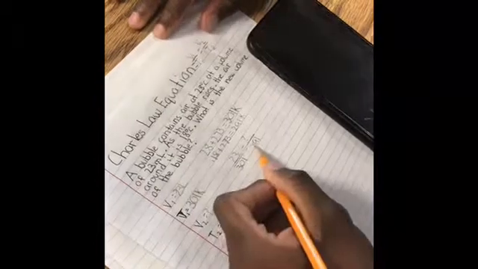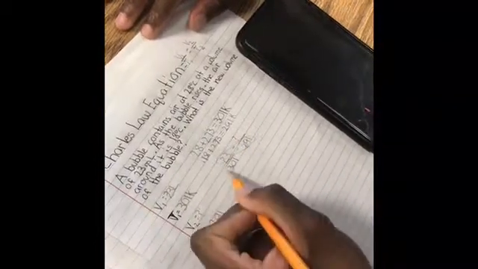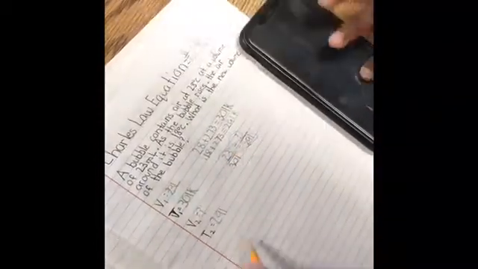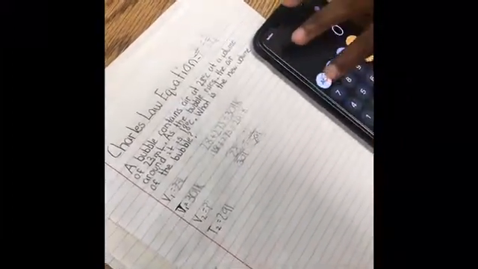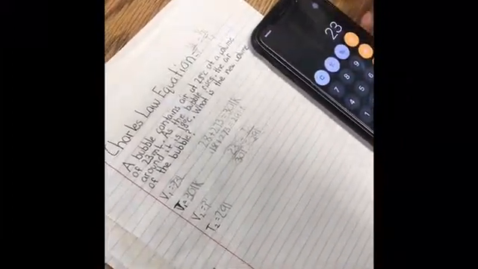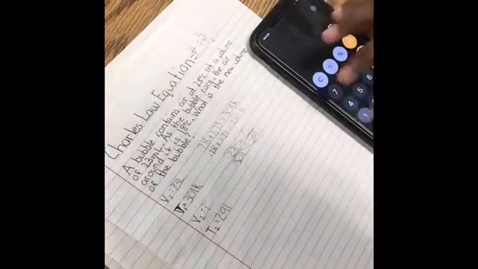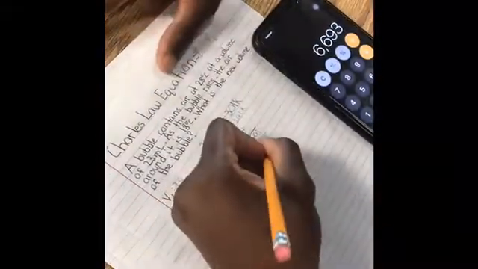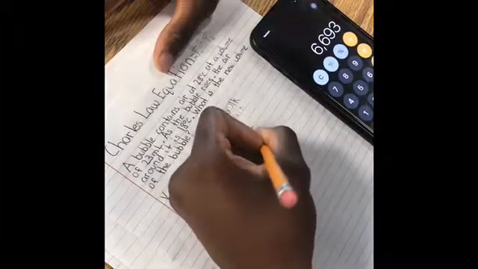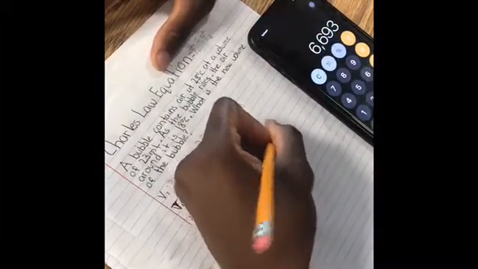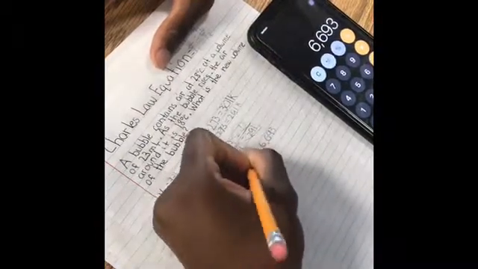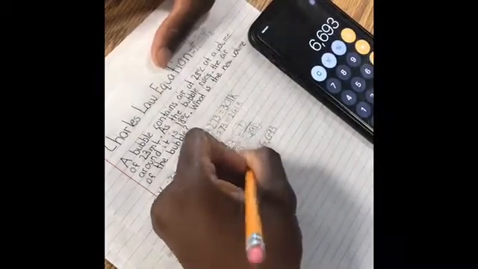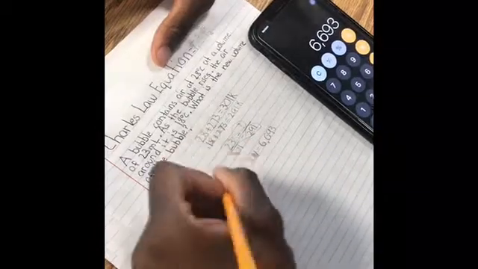Right now you're simply cross multiplying. When you cross multiply, 23 times 291 equals 6,693. That equals 301 V. Don't forget the units.